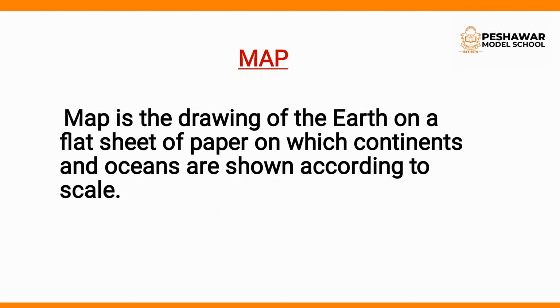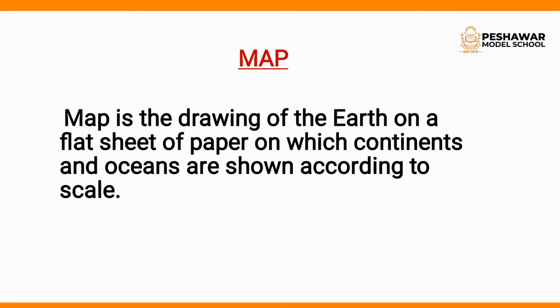A map is the drawing of the earth on a flat sheet of paper on which continents and oceans are shown according to scale. A map is also a drawing of the earth but on a flat sheet of paper. For example, if you take a paper and start drawing a map of Pakistan, this is called a map of Pakistan.